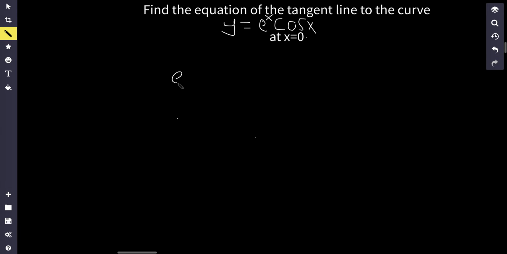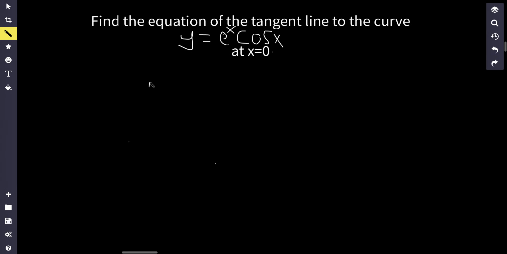So if I plug in 0, I'm going to get e to the 0 times cosine of 0. Cosine of 0 is equal to 1, and e to the 0 is equal to 1. So 1 times 1 is just 1. That means that at x equals 0, the y value is equal to 1. So now we're looking at the point (0, 1) for this function.